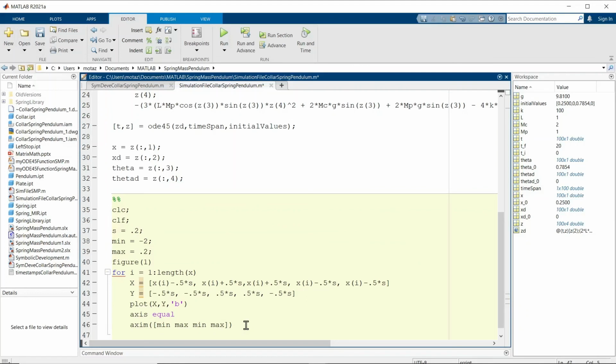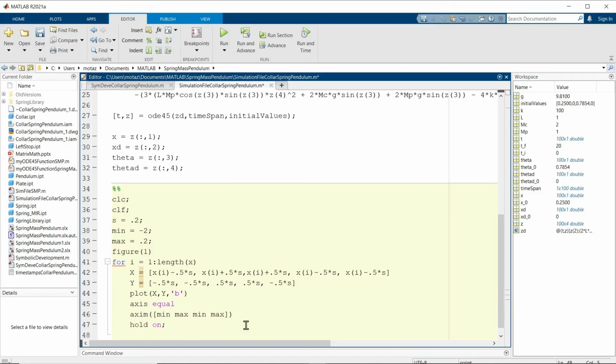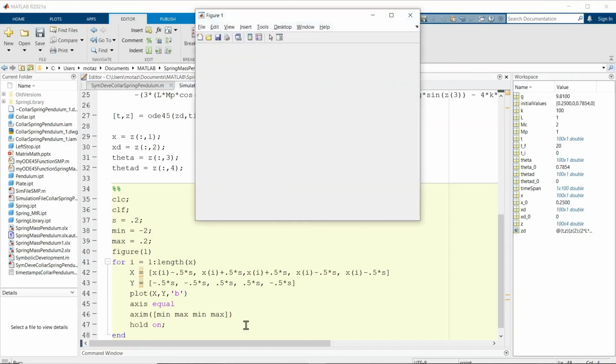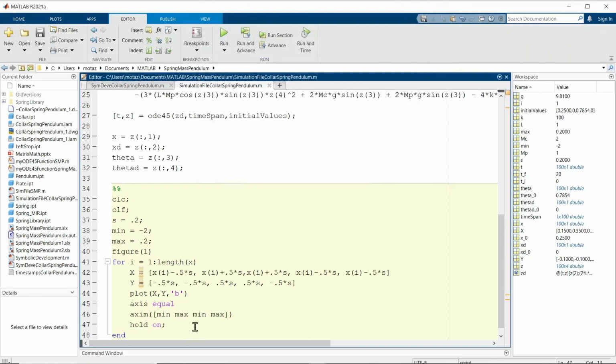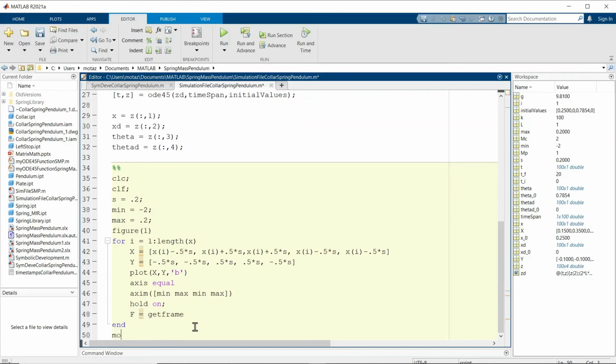And hold on statement, and now we can just plot this or run this, simulate this, see what it looks like. It should just be the box going back and forth. Oh, I forgot to get the frame. Let's say f equals getframe for each frame, and then movie of f like that.